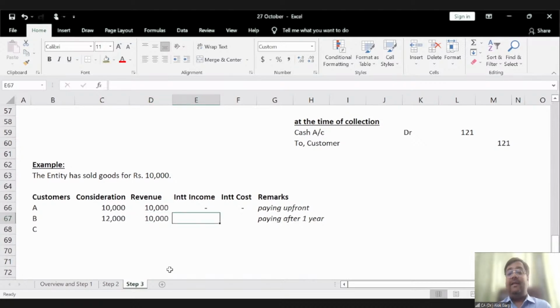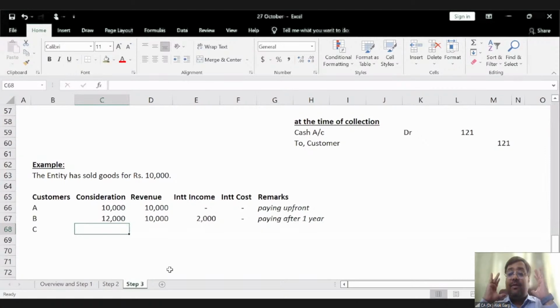And why is this entity getting 12,000 rupees from customer B? Because customer B is delaying the payment. Customer B is not paying upfront, right? Somehow there is a financing element which is involved in this particular transaction.